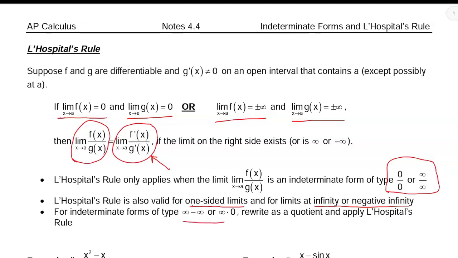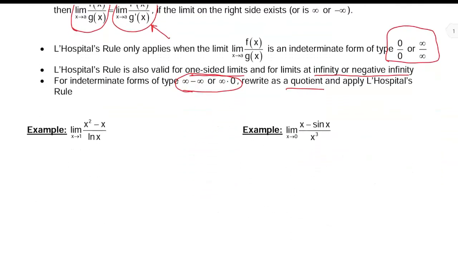If you happen to get it in this form, if it's not a fraction and instead you get infinity minus infinity or you get infinity times 0, that would be something you could switch into a quotient so that you could apply L'Hopital's rule. So we'll see that in our examples.